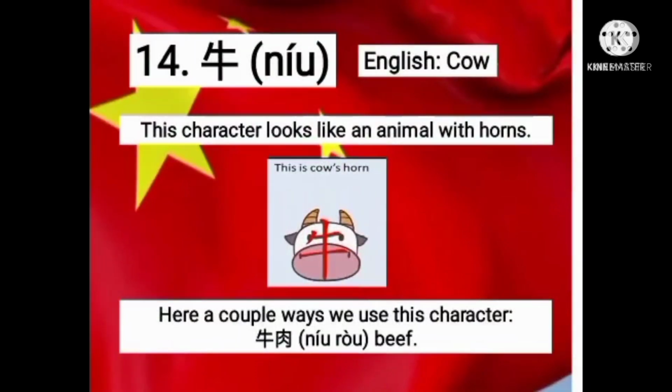Number 14 is Niu. In English, cow. This character looks like an animal with horns. Here are a couple of ways we use this character. Niu Rou means beef.